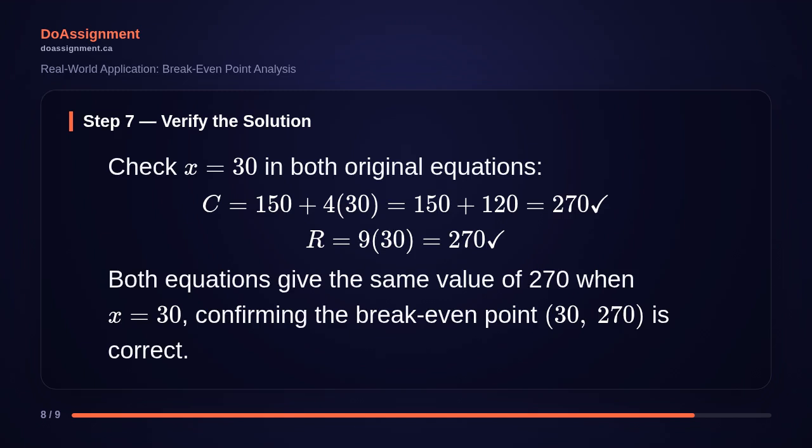Let's verify by plugging x equals 30 into both equations. Cost equals 150 plus 4 times 30, which is 150 plus 120, equaling 270. Revenue equals 9 times 30, also equaling 270. Both match, so the break-even point of 30 loaves and $270 is confirmed.